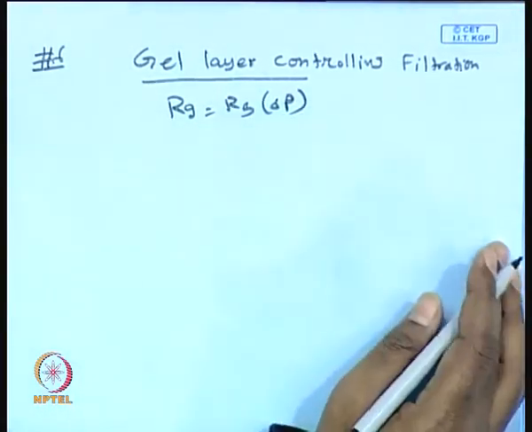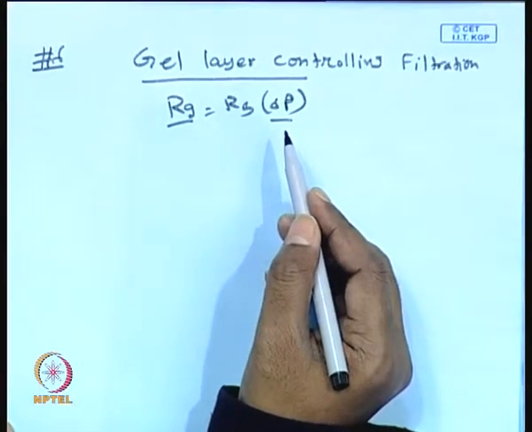What does that mean? That means if you increase the transmembrane pressure drop, the gel becomes compact. If the gel layer resistance is independent of delta P, that means it is incompressible. If it is a slow function of delta P, then it becomes compressible. So, you will be getting a slight variation of the permeate flux with operating pressure. One can find the optimum operating conditions, or the optimum transmembrane pressure drop one has to apply, in case of gel controlling filtration.